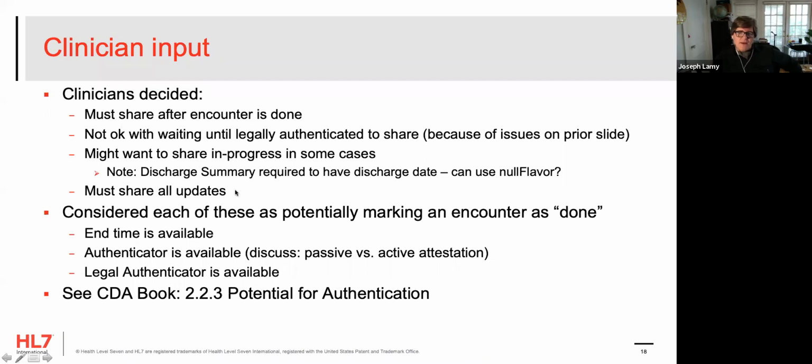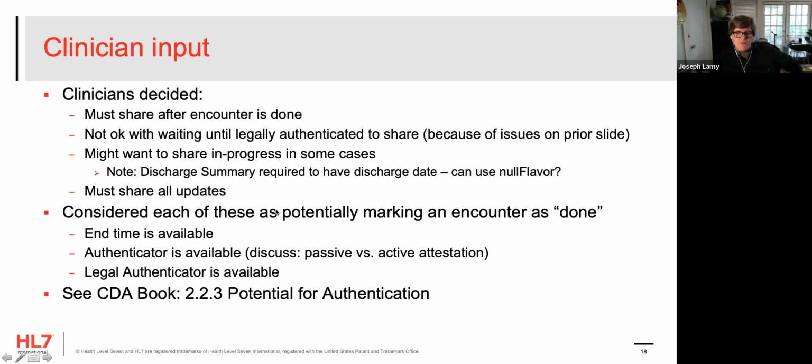And then we did have a question for this group where discharge summary is required to have a discharge date. Could you use no flavor for that special case? And then they also decided anytime that data changed, they wanted a new document. You must share all updates.